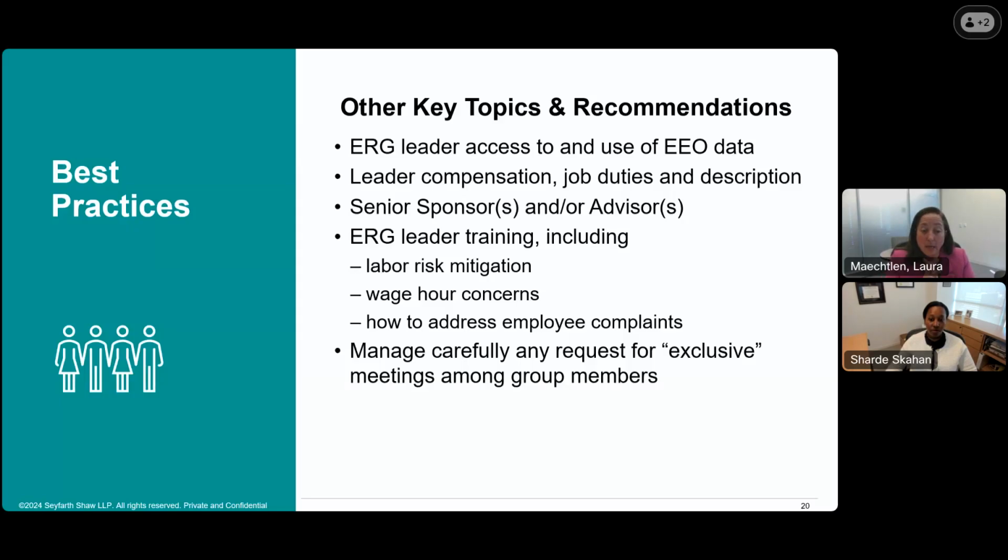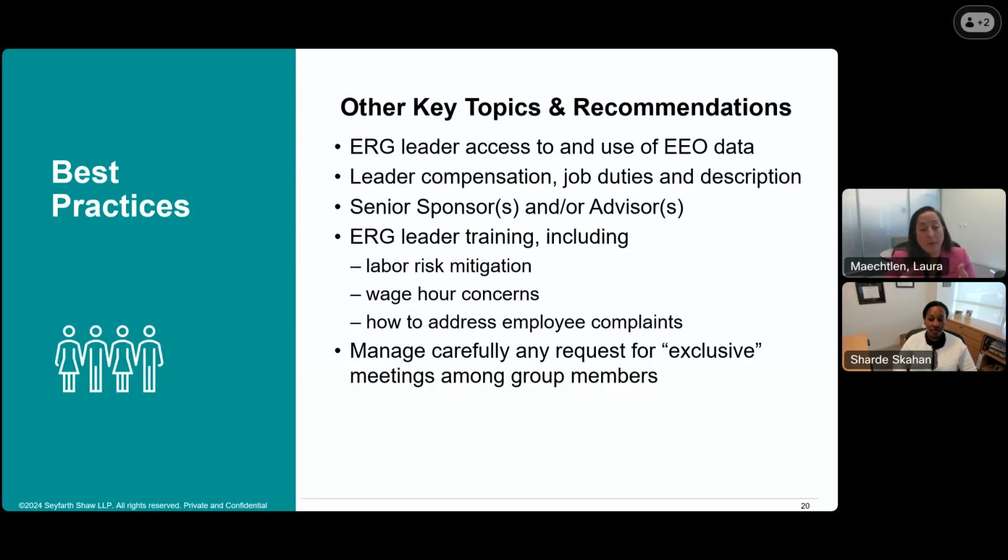So one, be aware of how your ERG leaders may have access to and use EEO data. Of course, that data is confidential. We have discovered some situations where ERG leaders have used EEO data and done a whole lot of slicing and dicing of that data without involvement of legal. So just stay careful about how that's being done. I did reference leader compensation and job duties. We did get a question about that here.